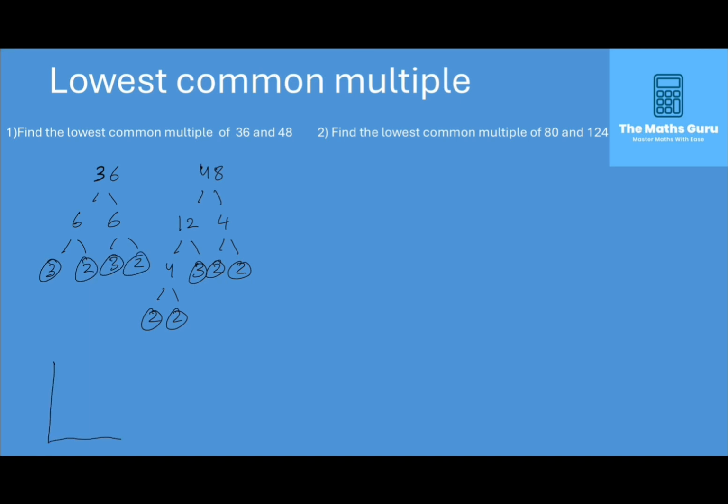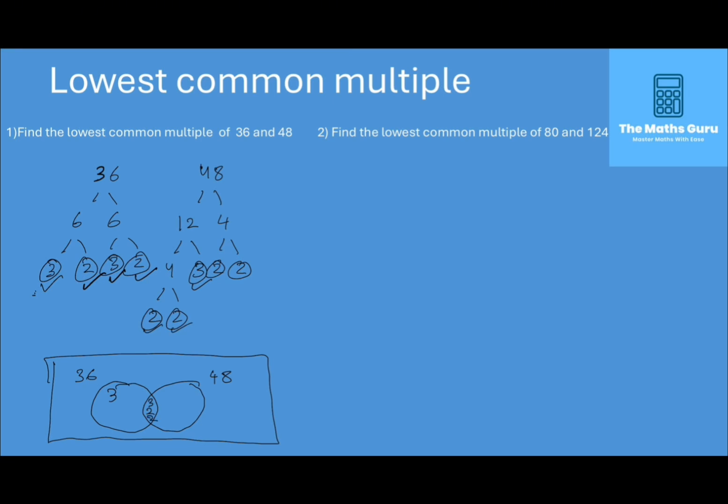Do our Venn diagram. And then we have our 3 is common here and here. So put 3 in the middle there. 2 is common here, 2 is common there. So put 2 in the middle here. 3 is exclusive. The second 3 is exclusive to 36. So put 3 there. Tick that off. 2 is common here, 2 is common here. Put 2 in the middle there.